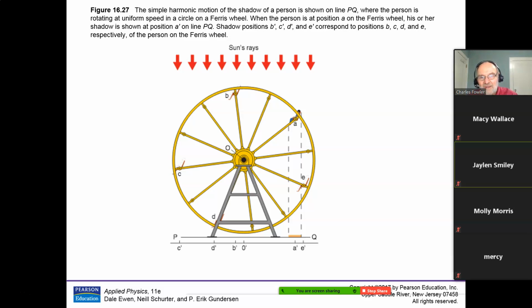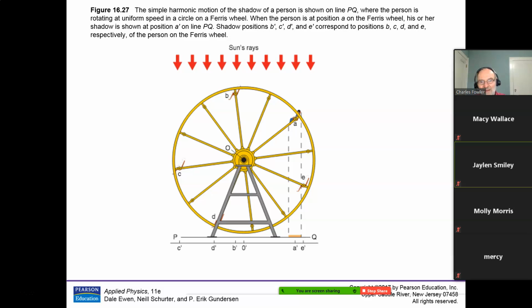And here you sit in the Ferris wheel. What you're going to be looking at is your shadow, your shadow from the sun's rays. Right now that shadow is right there. A few seconds ago, if you were down here, it would have been out here at Q. But as you go up, your shadow goes here, here, and when you're directly overhead, your shadow is right there at O prime.